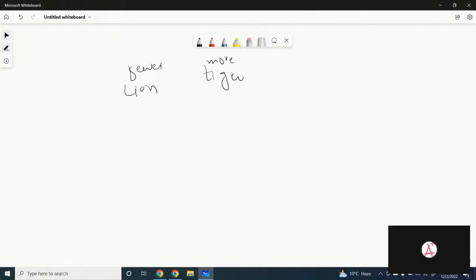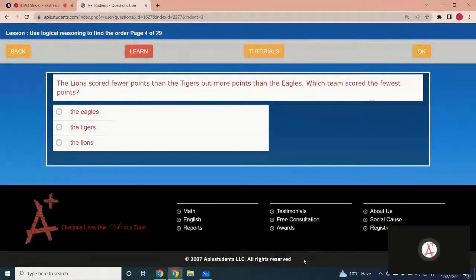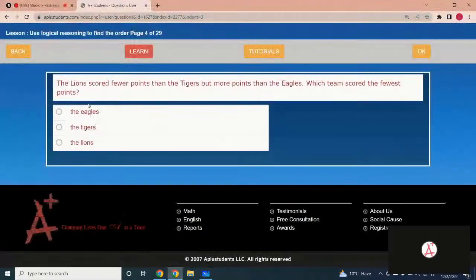Got it? Okay, then we have, but more points than the Eagle. That means Tiger has more than the Eagle. So Eagle has the fewest, isn't it? Eagle, Lion, and Tiger. Tiger has the most, and Eagle has the fewest. The correct option is Eagle, not the Tiger. Got it? The Eagle has the fewest.